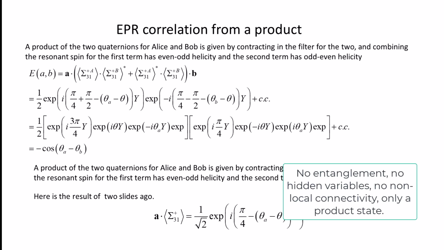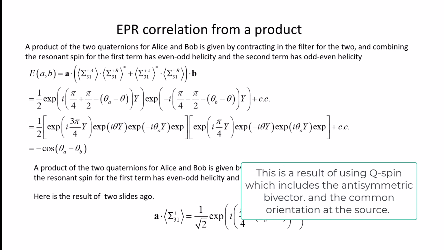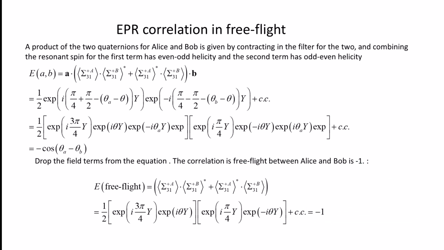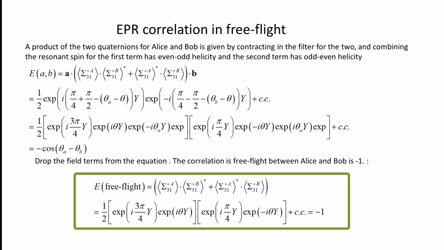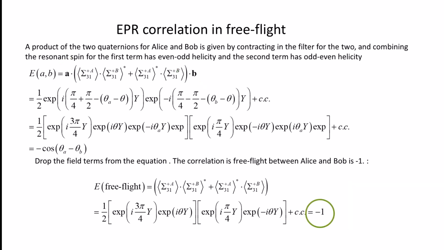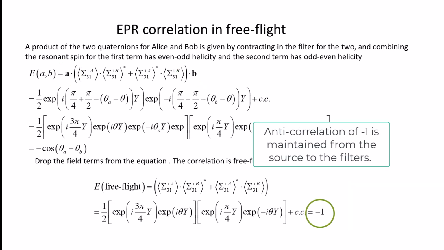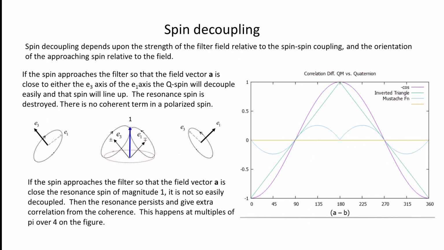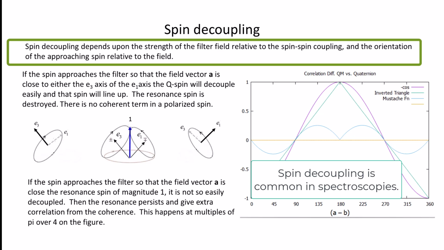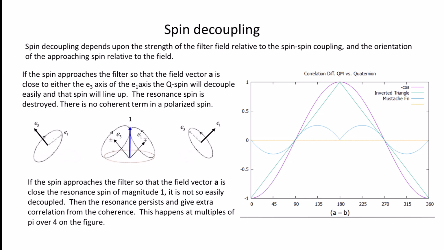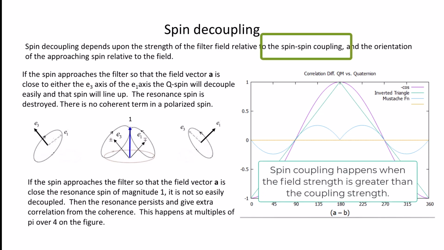This is from a product state. The difference is simply that we have included the antisymmetric part of spin. In free flight, the filter vectors must be removed, and this leads to a correlation of -1 throughout their trajectories until they reach the filter. This is reasonable. Spin decoupling is a common phenomenon. Think of Russell-Saunders coupling. Spins remain coupled so long as the spin-spin coupling is stronger than the externally applied field.